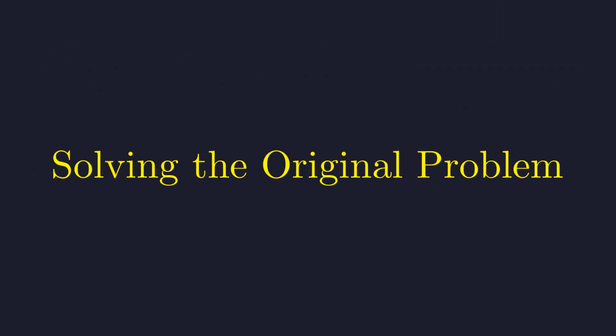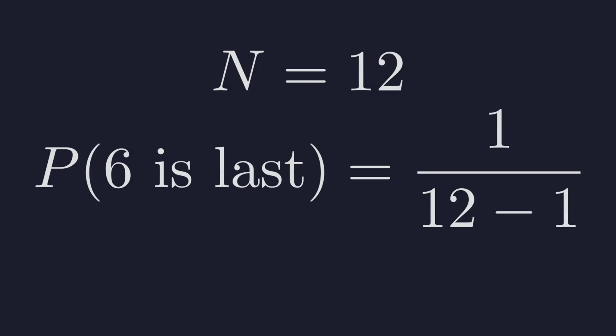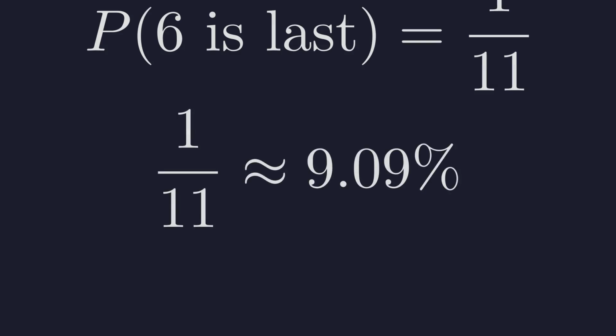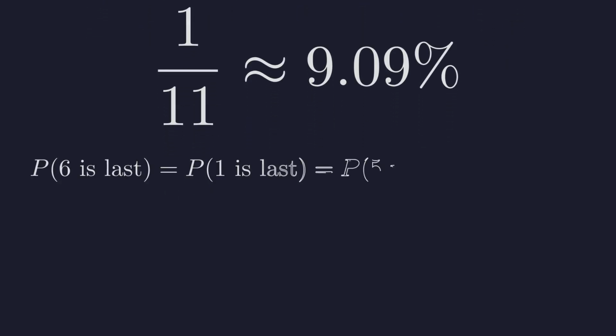Now, we can finally answer our clock question. Our clock has 12 numbers total. Since the ladybug starts at 12, that leaves 11 other numbers that could potentially be the last one visited. The probability that 6 is last is 1 divided by 12 minus 1. The answer is 1/11. That's just 9.09%. And here's the shocking part. The neighbor at 1 has the exact same probability as the distant 6. Every number, near or far, has exactly 1/11 chance of being last.